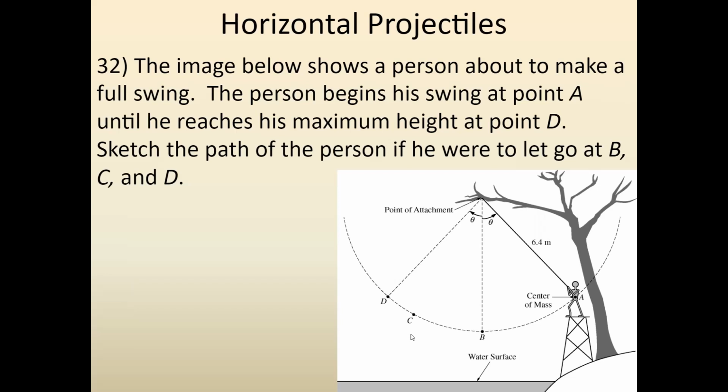All right, so this one's going to be surprisingly tricky. We have a person swinging on a rope, and they're going to release. There are three different points that it could release at, and they want us to sketch the path that it takes. So we have B, C, and D.